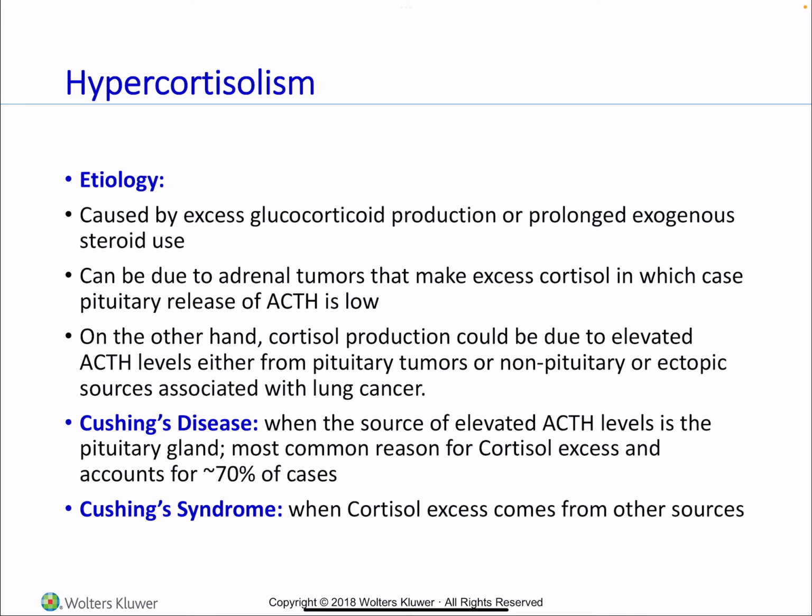An example of hypercortisolism is seen in a condition called Cushing's disease. It's named Cushing's disease when the source of elevated ACTH levels is the pituitary gland. This is actually the most common reason for cortisol excess and accounts for about 70% of the cases. And Cushing's syndrome has the name when cortisol excess comes from other sources.